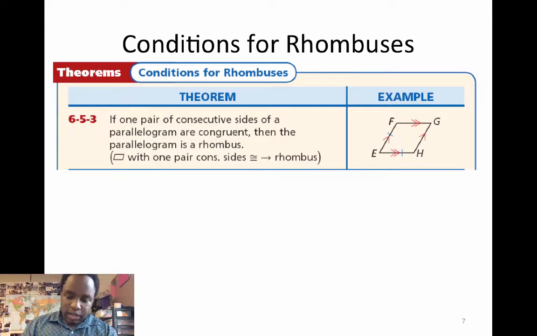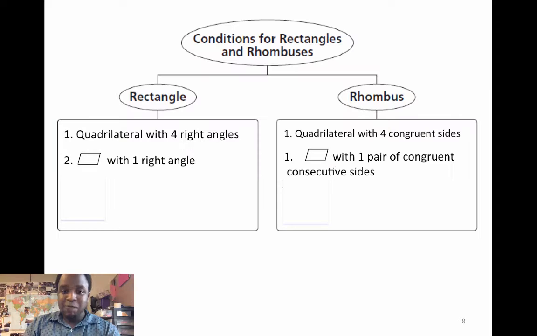So we're not going to spend too much time going over rhombuses. But now let's just quickly review the conditions of rectangles versus rhombus. So a rectangle is a quadrilateral with 4 right angles. So rectangle, the key thing is it's focusing on the angles. And it is a parallelogram with 1 right angle. If we know that it has 1 right angle, we then know that it has 4 right angles.